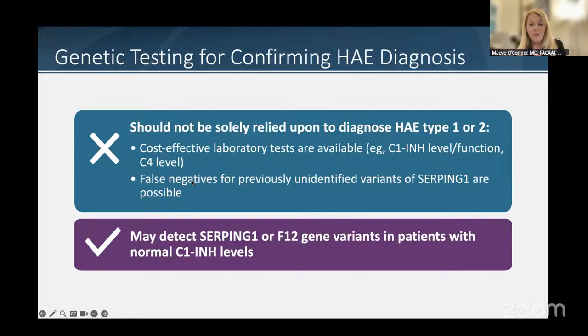So genetic testing can confirm the diagnosis of hereditary angioedema. And again, it is used primarily for confirming once the other screening tests have been done, or in cases with inconclusive labs, as I mentioned. It's not really a frontline test for type 1 or type 2 because of the availability of cost-effective tests that I just reviewed with you. Genetic tests can be very expensive, but they may identify pathogenic variants like SERPING1 or F12.